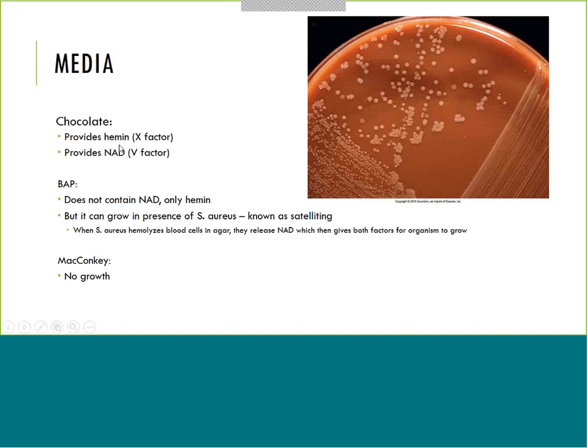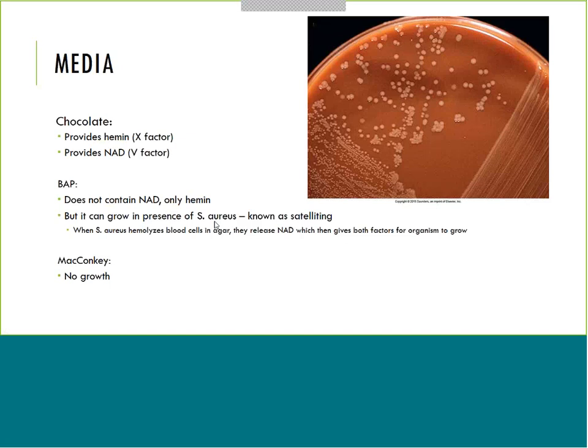So the hemolysis of those cells let out the heme, the X factor, and then it also has additional NAD there. Blood agar does not contain NAD, it only contains the blood, so that's why they don't like to grow on blood agar, except when Staph aureus is present on blood agar.